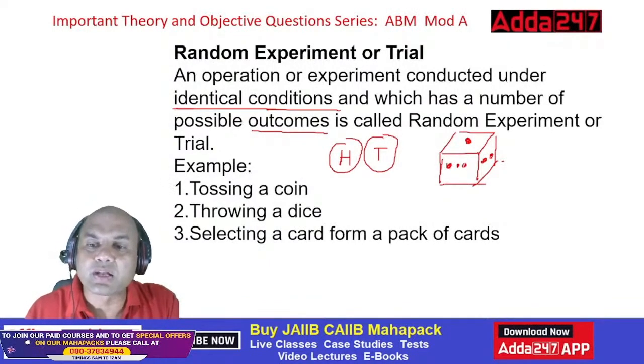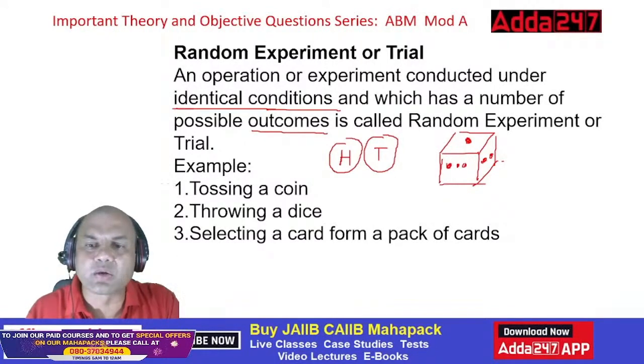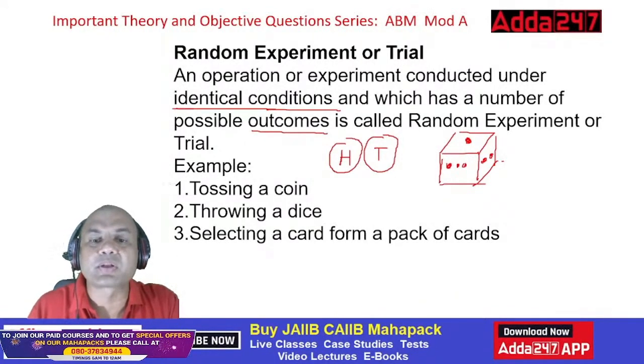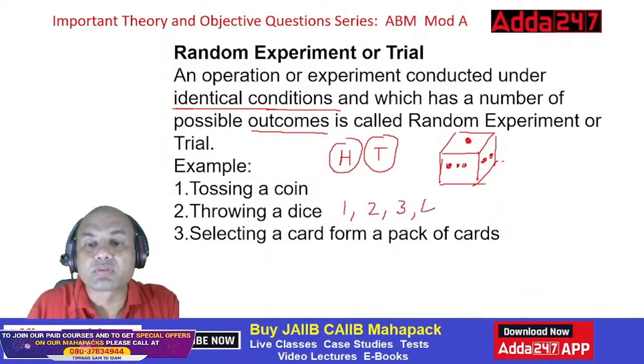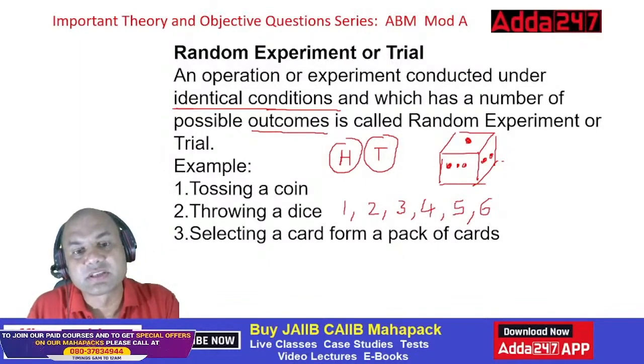So when I throw a die over here, I can either have 1 at the top, or 2 at the top, or 3 at the top. So how many outcomes are possible? 1, 2, 3, 4, 5, and 6. 6 outcomes are possible because there are 6 faces, right?